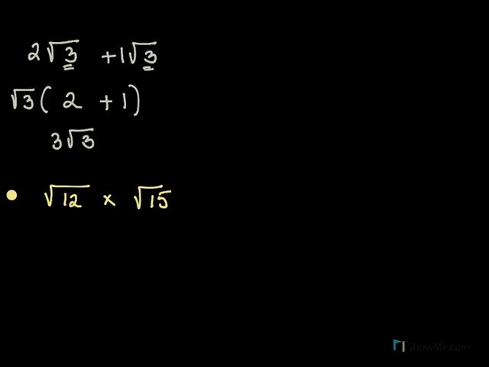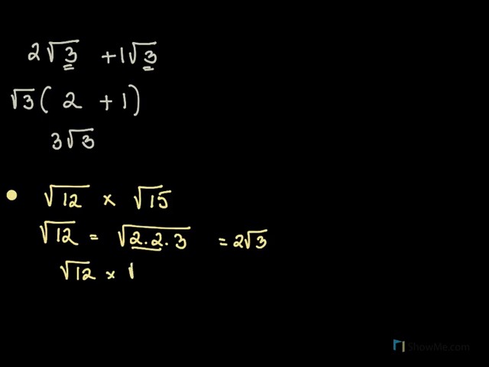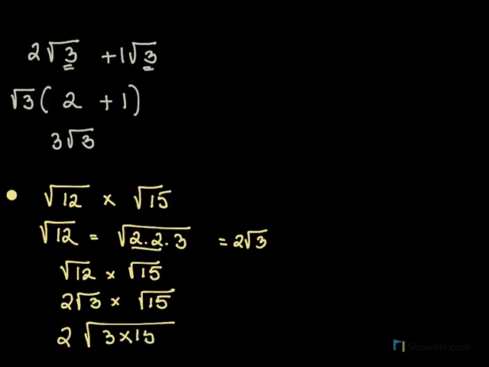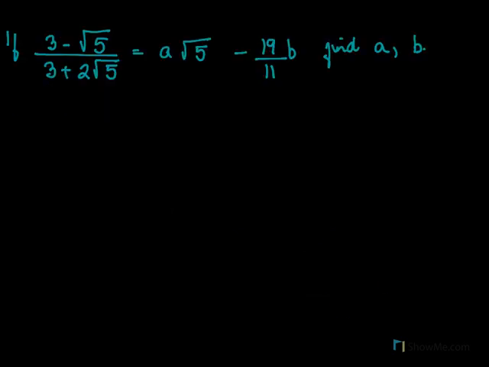So under root 12 into under root 15. So let's simplify under root 12. Under root 12 is 2, 2, 3. So group of 2. So back again now, under root 12 into under root 15. For under root 12, we'll put 2 root 3, under root 15. So 2, under root of 3 into 15. So it'll be 2, under root of 3, 15 will be 3 into 5. Now your groups of 2. So 2 into 3, under root 5, 6, under root 5.